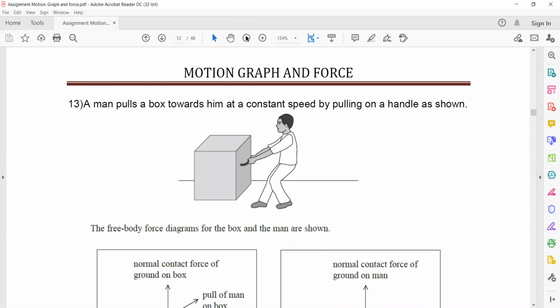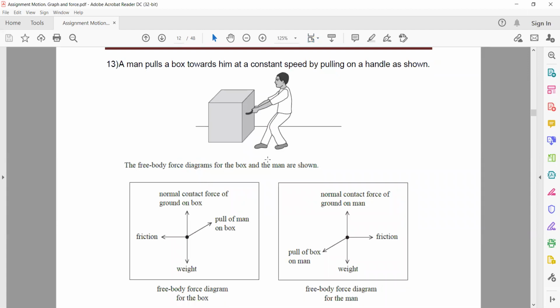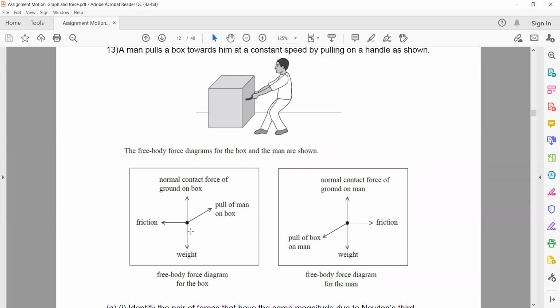In this question, a man pulls a box towards him at a constant speed by pulling on the handle as shown. A free body force diagram for the box and the man are shown. So the free body force diagram for the box shows the forces acting on the box: the pull of the man, the frictional force, the weight acting down, and the normal contact force acting up.